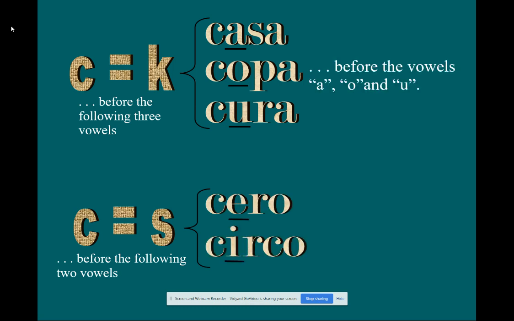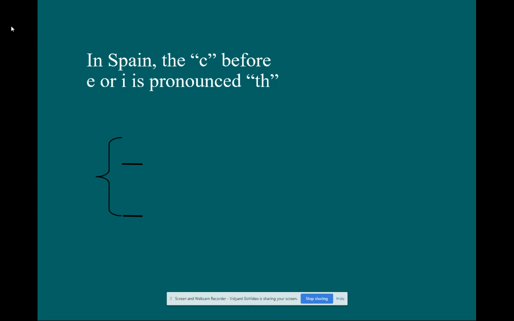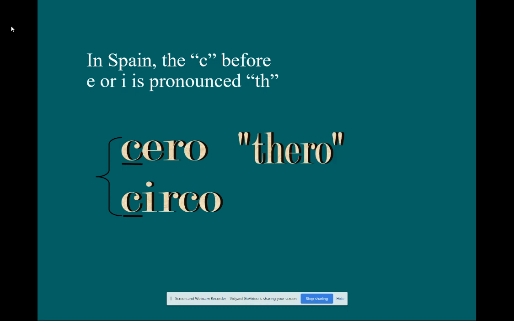Before the vowels A, O, and U, the C sounds like a K. Before the vowels E and I, the C sounds like an S. In Spain, the C before E and I is pronounced as a TH. Cero, circo.